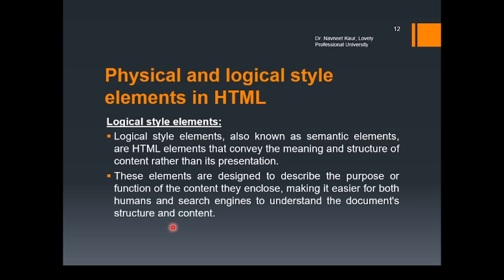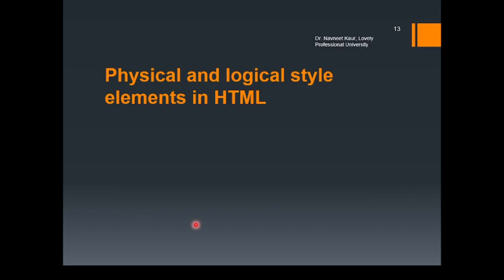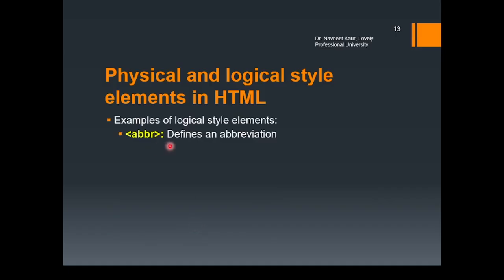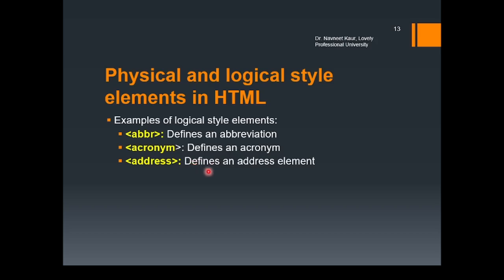We focus more upon the semantic value of the text. So let's see what the different tags are that we will use here. The different examples are ABBR, which is for the abbreviation. We don't yet know how exactly it's going to look, but yes, we have a tag called abbreviation, that is ABBR. Similarly for the acronym, and then we have address to define an address element.